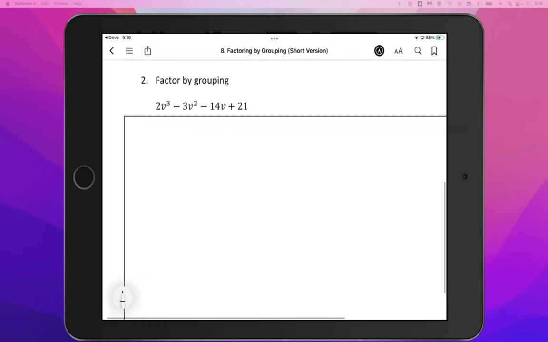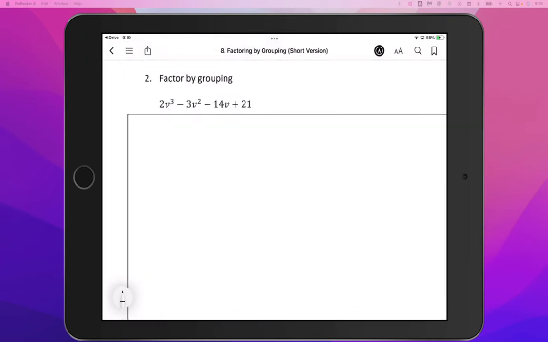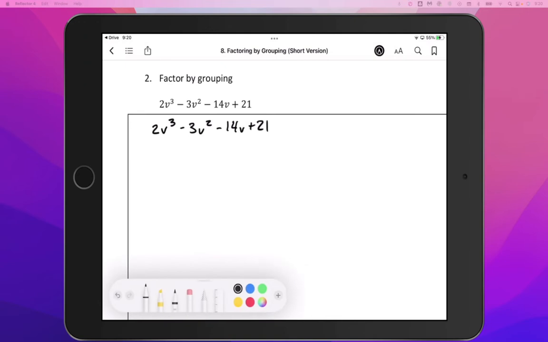Okay, on to number 2. Now we have the fun of a bunch of negative numbers, which complicates it a little bit, but not too bad. And so I'm going to rewrite what we've got. We've got 2v to the power of 3 minus 3v to the power of 2 minus 14v plus 21. And so I'm looking at this and I'm like, okay, 14 and 21 both have 7 in common. 2 and 3 don't have anything in common, but if I was to flip the 3 and the 14, I would have other things in common. I could do that. I think for this one, I'm just going to leave it the way it is.